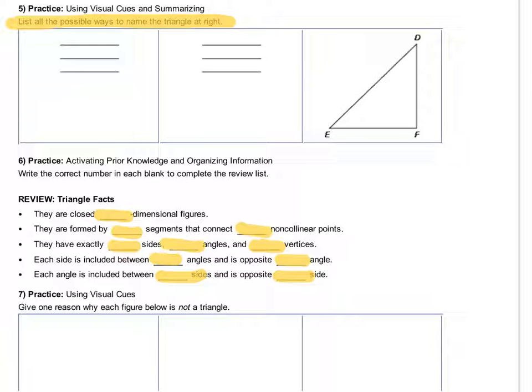Okay, so then 5 says using visual cues and summarizing. List all possible ways to name the triangle at right. Now we have 3 letters, D, E, F. So there's 6 ways to do that. 3 times 2 times 1 is 6. So therefore we have 6 ways. And you'll learn more about that in Math Models probably.